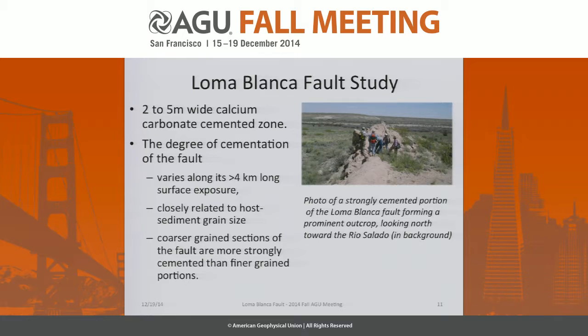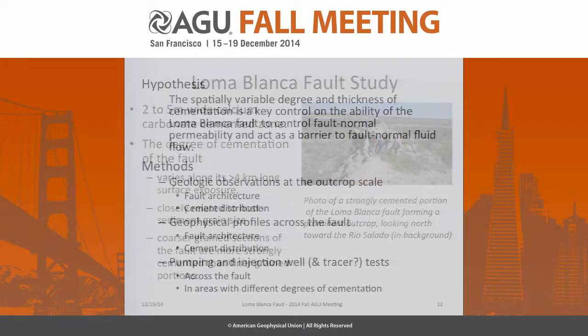It's about 2 to 5 meters thick of calcium cemented carbonate fault. The thickness and the nature of that cement varies along the fault. The cements seem to have a close association with coarse-grained materials in the fault, for reasons we'll see in a couple of minutes.